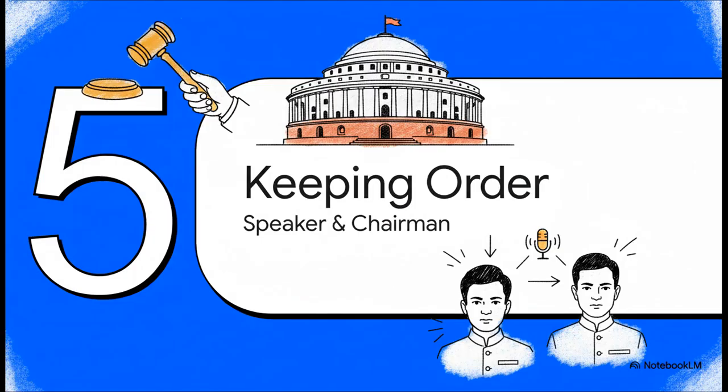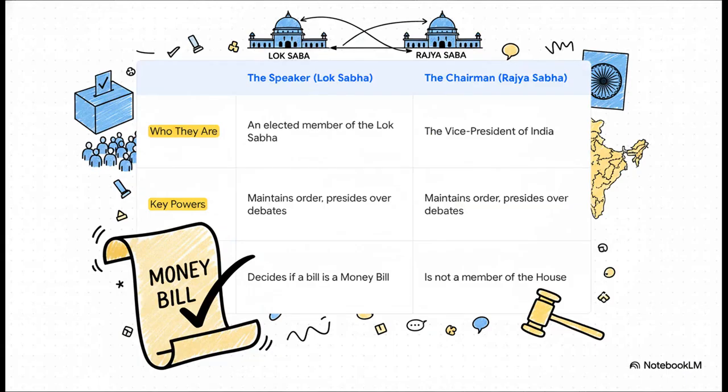Now, with all of that debate, all that political sparring, you absolutely need an umpire. In Parliament, those umpires are the presiding officers, the Speaker in the Lok Sabha and the Chairman in the Rajya Sabha. Their whole job is to keep the game fair and make sure things don't get out of control. And how they get the job is actually quite different. The Speaker is one of their own, an elected member of the Lok Sabha, but the Chairman of the Rajya Sabha, that's actually the Vice President of India.